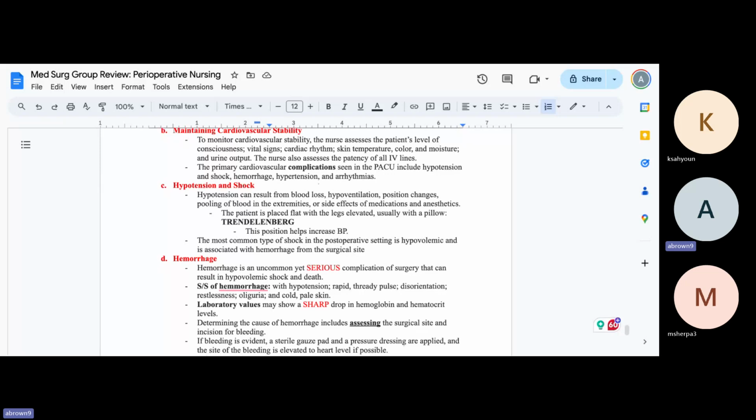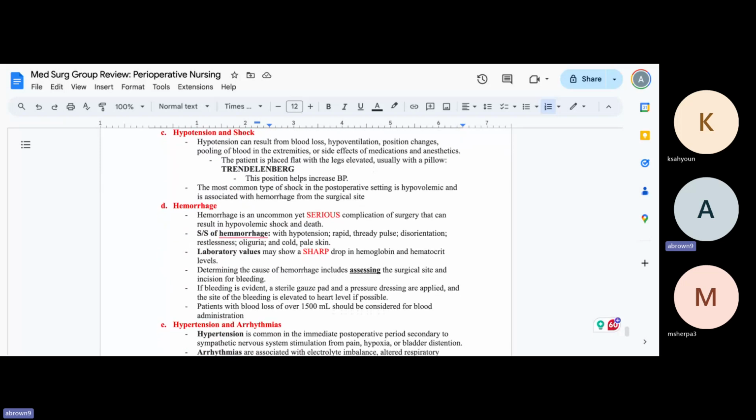A little bit about hypotension and shock. You probably didn't get up to shock yet in your chapters, but a little bit about it. Hypotension can result from blood loss, hypoventilation, position changes, pooling of blood in the extremities, or side effects of medications and anesthetics. When a patient is extremely hypotensive, you may want to put them in the Trendelenburg position. So they're flat, legs are elevated, usually with a pillow, and that can help. This position helps increase the blood pressure.